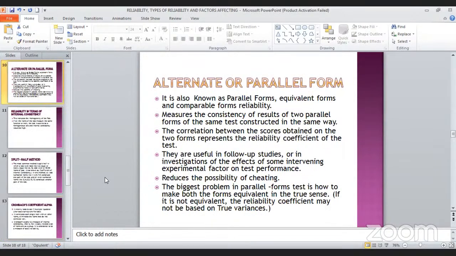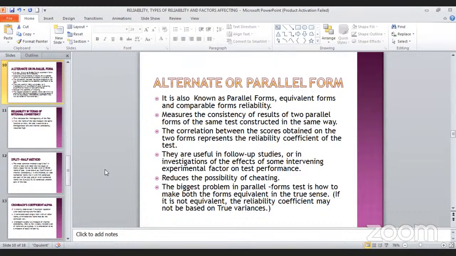Next one is alternate or parallel form. It is also known as parallel forms, equivalent forms, and comparable forms reliability. It measures the consistency of results of two parallel forms of the same test constructed in the same way. The correlation between the scores obtained on the two forms represents the reliability coefficient of the test. They are useful in follow-up studies or in investigations of the effects of some intervening experimental factor on test performance. And it reduces the possibility of cheating.